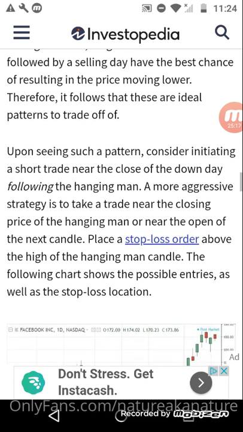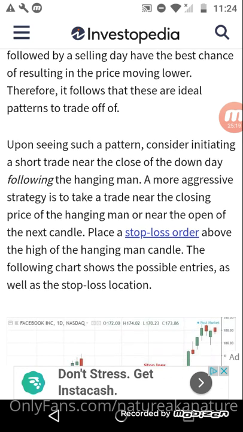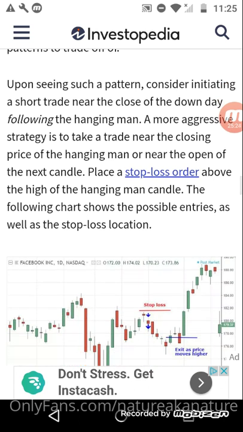A more aggressive strategy is to take the trade near the closing price of the hanging man or near the opening of the next candle. Place a stop loss order above the high of the hanging man candle, and then the following chart shows the possible entries as well as the stop loss. So they picked their stop loss. They got in the trade. They entered the trade.